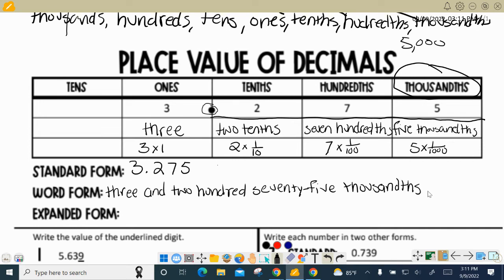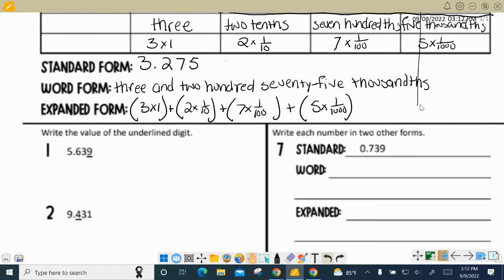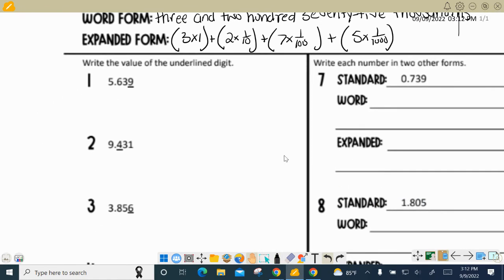275 thousandths. And then in expanded form, we're just going to put parentheses around it, just like we did for whole numbers. We have 3 times 1 plus 2 times 1/10 plus 7 times 1/100 plus 5 times 1/1,000. Beautiful. Now we're going to spend a lot more time practicing all of that.